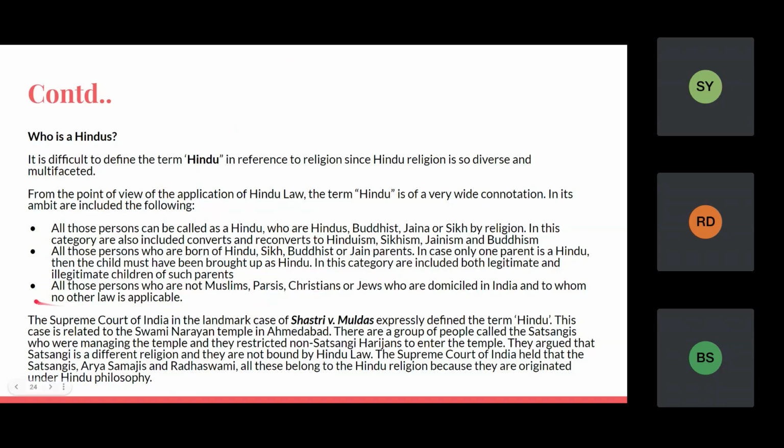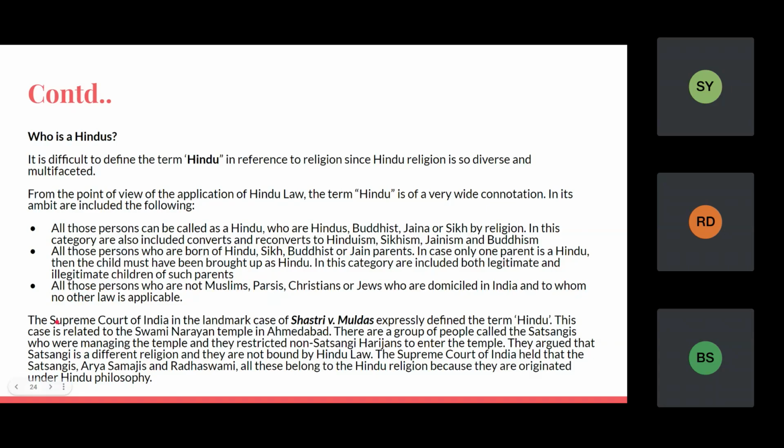Illegitimate children are those born out of unmarried parents, an unmarried husband and wife, an unmarried couple for that matter.